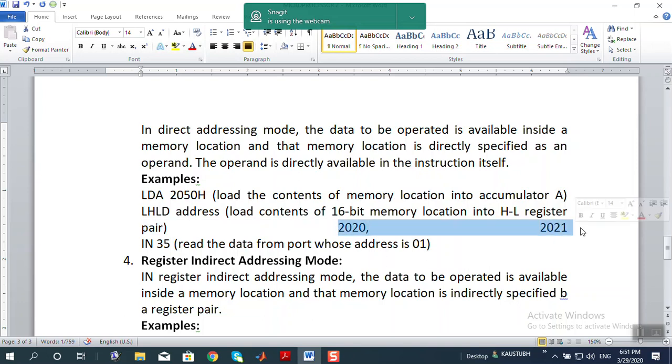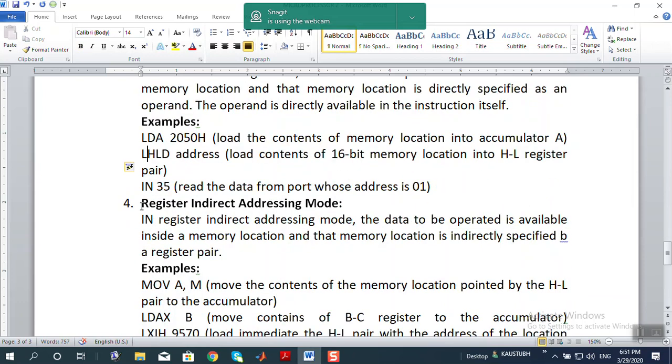So where is your data? Data is in 2 consecutive memory locations, where you are specifying only the first one along with the instruction. So that is direct addressing.